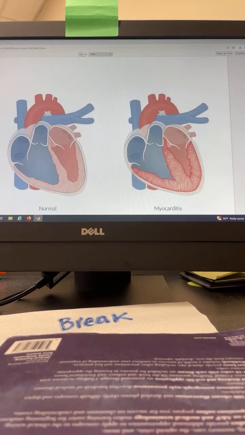And this is a picture. This one's not blurry, so that's great. Of what myocarditis looks like. On the left, it's normal heart tissue. On the right, you can see how swollen the heart tissue itself is. So that's the inflammation of the heart tissue.